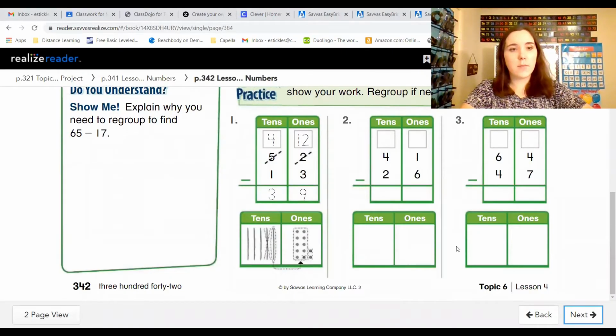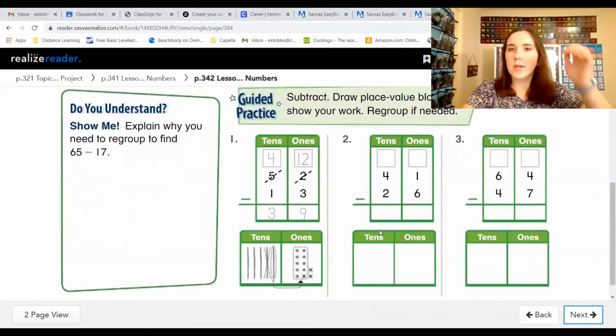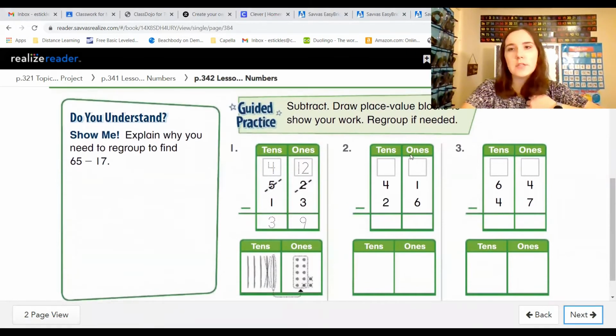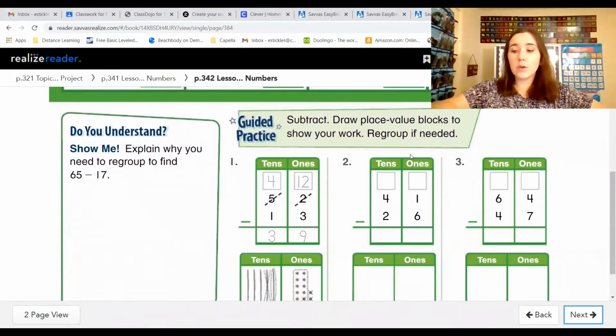Okay, we're going to start off on page 342 in our workbook, so make sure you have your workbook and you're on page 342 with your pencil ready to go. If not, go ahead and pause and then come back to me when you are ready. We're going to do these 3 problems right here. It says subtract, draw place value blocks to show your work, regroup if needed. So we may have to regroup.